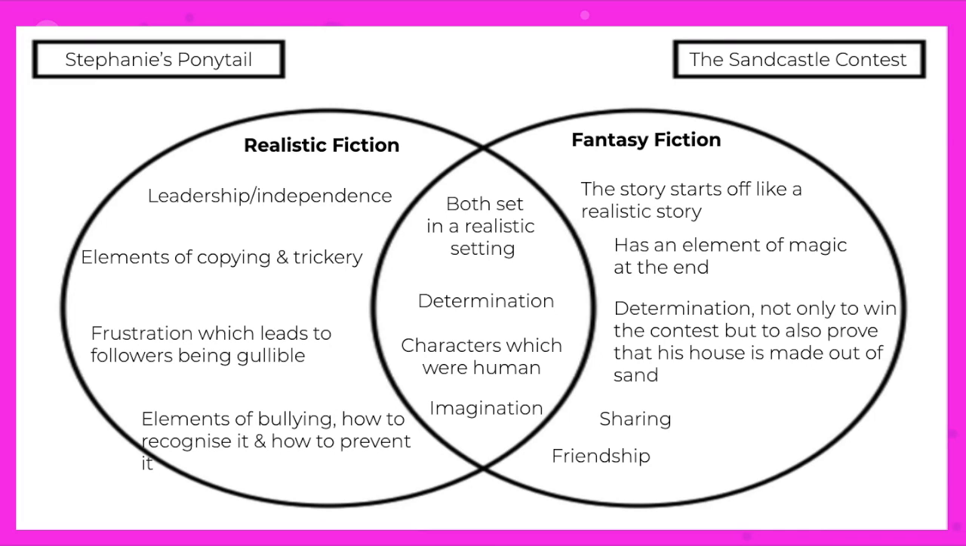The third point, frustration. She gets a little bit frustrated about the others copying her. And then finally, they were so gullible, they actually thought that she would come with no hair, when really she was tricking them. And the last point we can see is bullying.